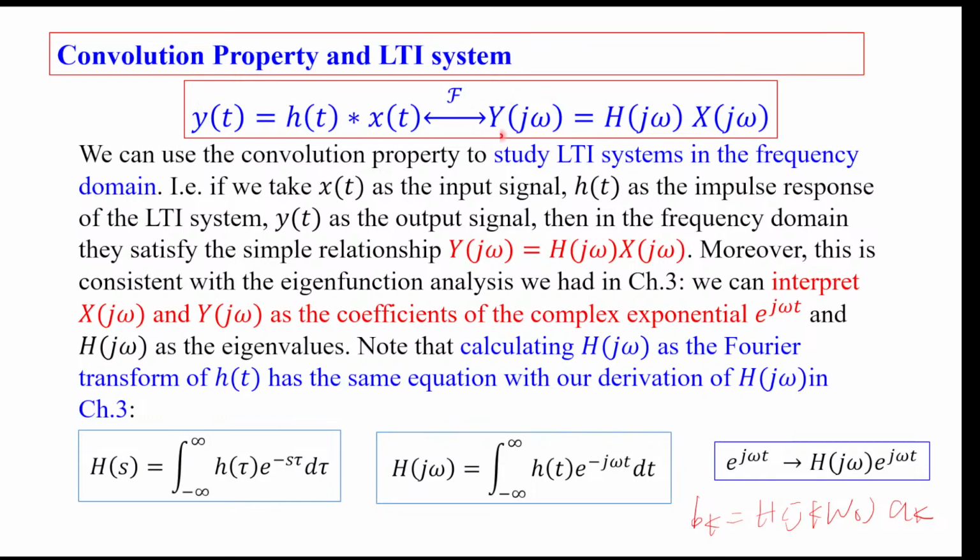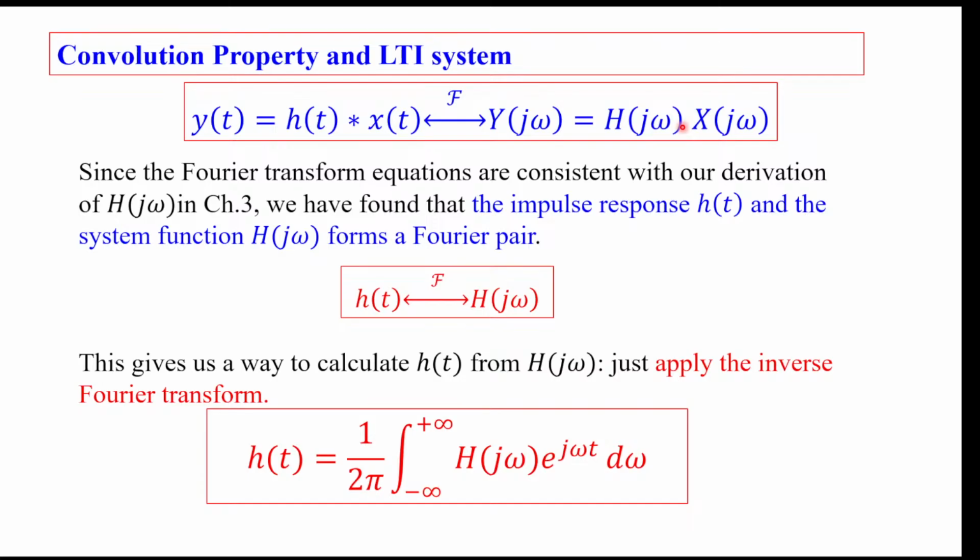Then we get arguably even simpler equation. Then we see this output in the frequency domain just equal to this system function, which is the impulse response in the frequency domain, times input in frequency domain. So big Y equal to big H times big X. And this is some nice insight we learned from this convolution property on LTI system. And now we know that the Fourier transform of small h of t is big H of j omega. Then we know something nice because we know there exists an inverse Fourier transform.